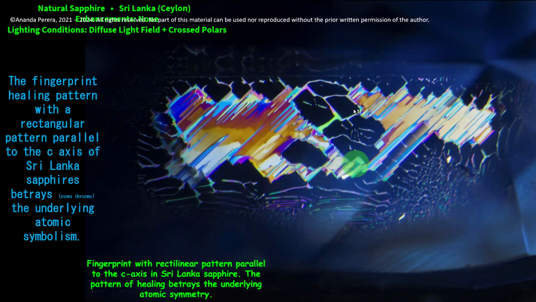So look at this. Around this, there is a fingerprint. This fingerprint healing pattern with the rectangular pattern parallel to the C-axis of this Sri Lankan sapphire betrays the underlying atomic symmetry. It is a natural inclusion we can see inside the Sri Lankan sapphire.